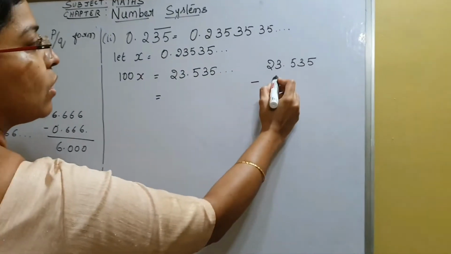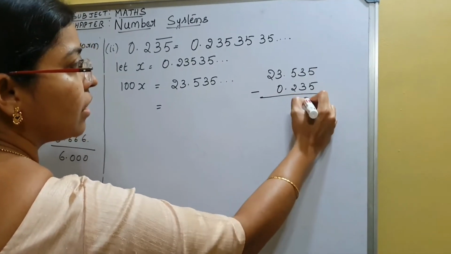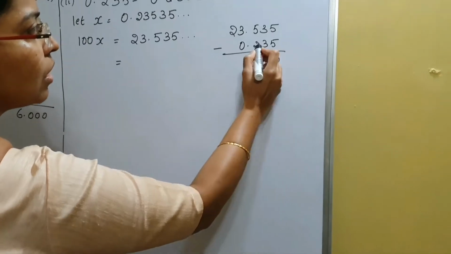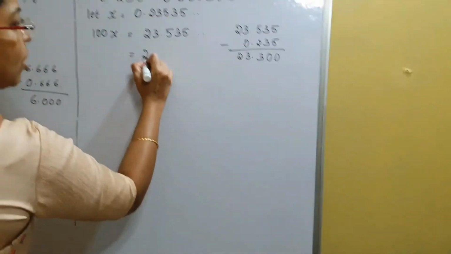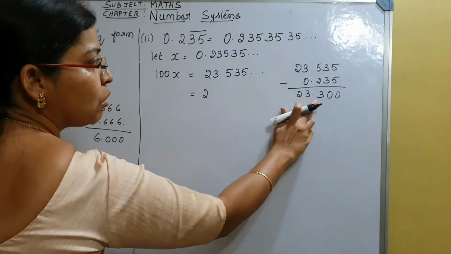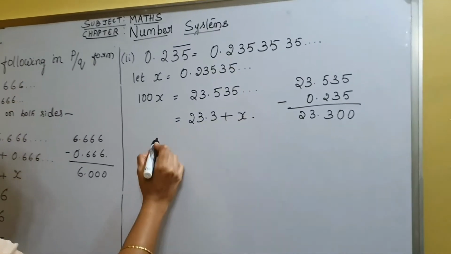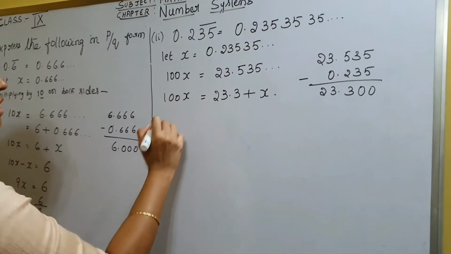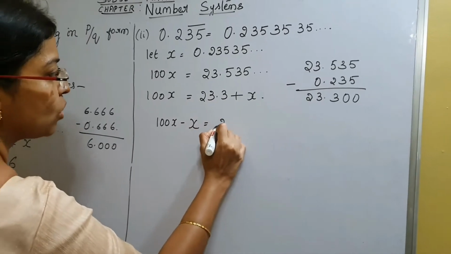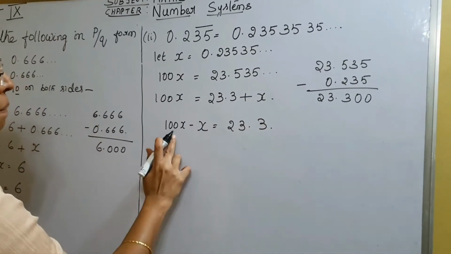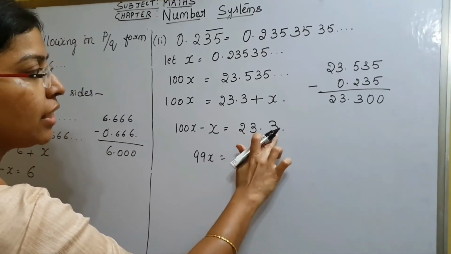minus x value 0.23535... Subtracting, this side it will be 0.0, 5 minus 2 is 3, 23.3. So now we can express this number as 23.3 plus x, and on the left hand side we have 100x. So bring this x to the left hand side. 100x minus x is equal to 23.3. 100x minus x is 99x is equal to 23.3.